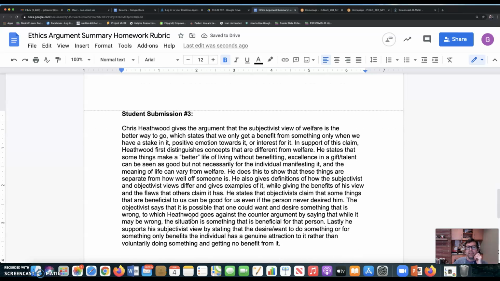So Heathwood gives the argument that the subjectivist view of welfare is the better way to go, which states that we only get a benefit from something when we have a stake in it, positive emotion toward it, or interest in it for itself. Okay, I like the opening sentence, right? It identifies the main claim, the main idea and claim of Heathwood's article.